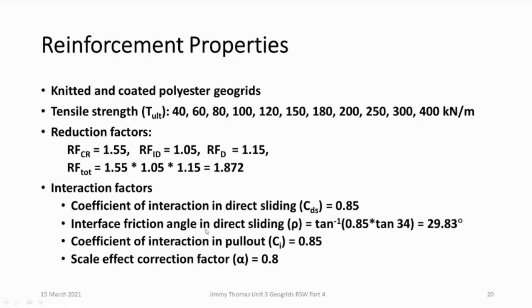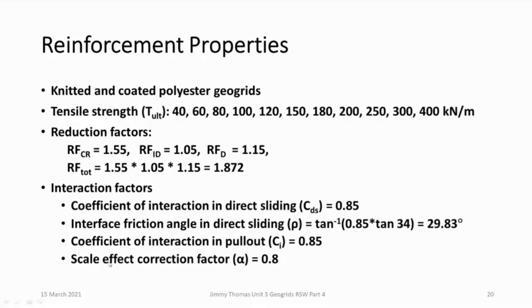Then in the MSAW, it actually uses this value, interface friction angle for direct sliding, which is 0.85 into tan phi of the fill material: 0.85 into tan 34, and then tan inverse of that. So 29.83. This is like an interface friction angle, we can call it. Again, the coefficient of interaction for pull out is 0.85.